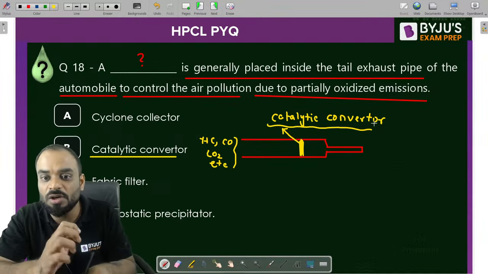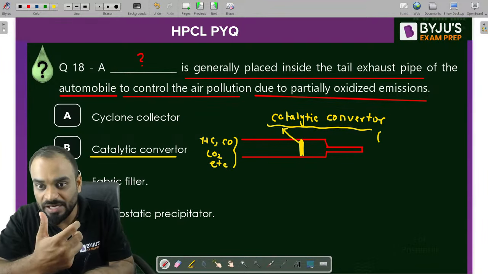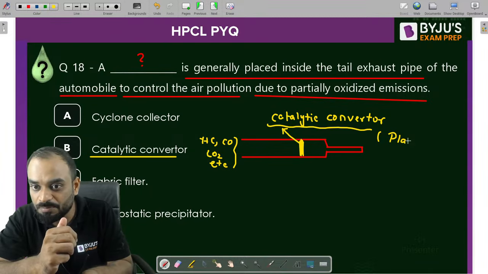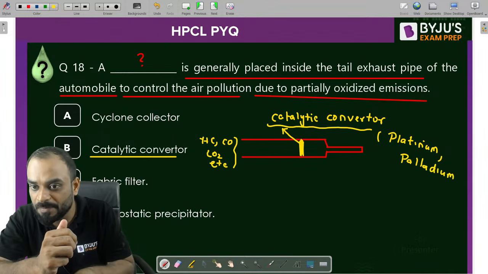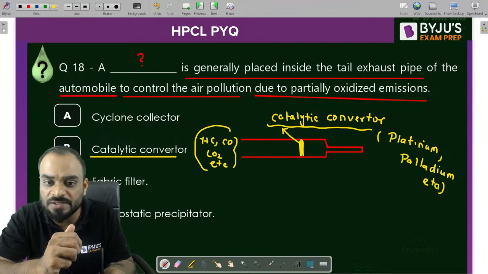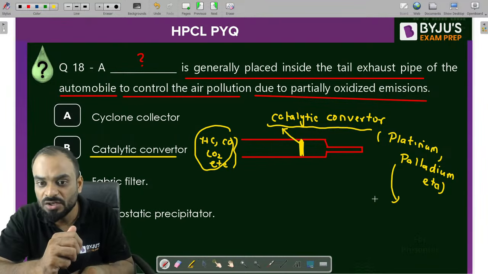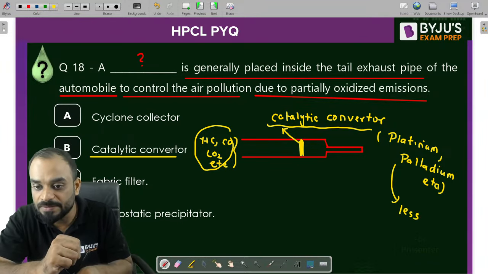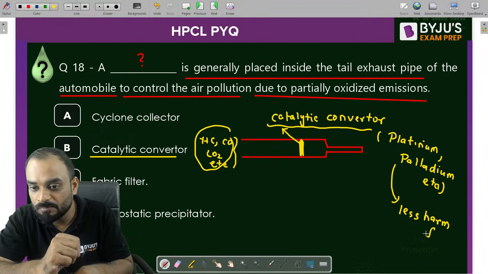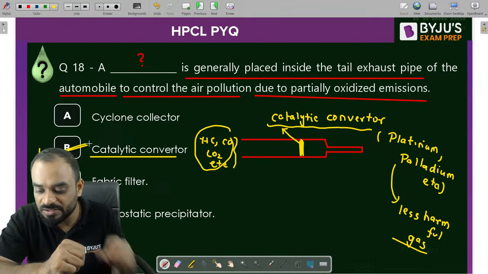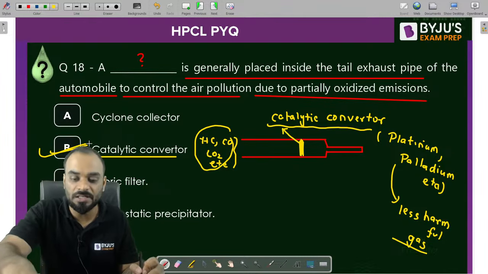Now this catalytic converter will have certain catalysts, like platinum, palladium, etc. Such catalysts are trying to convert these harmful gases into less harmful gases. So our main task is to convert the harmful gas into less harmful gas. Clear? So that's why B is the correct answer for the problem.